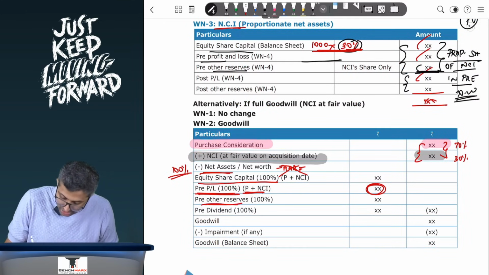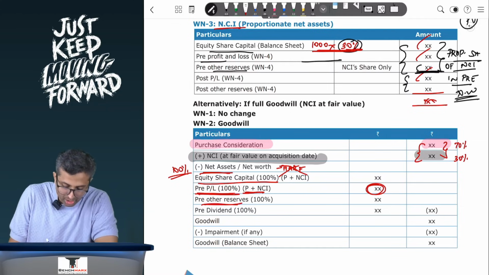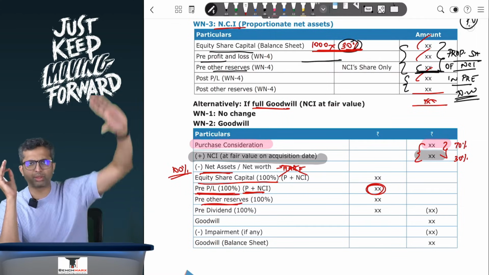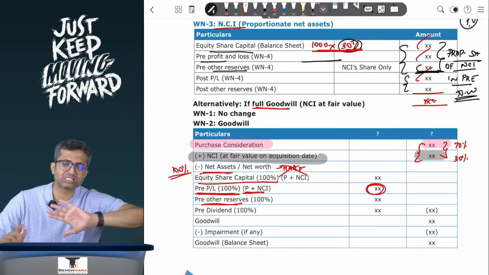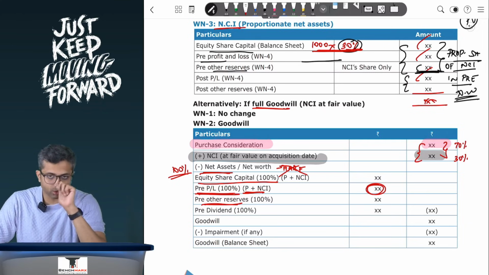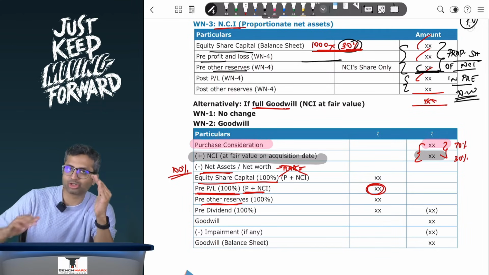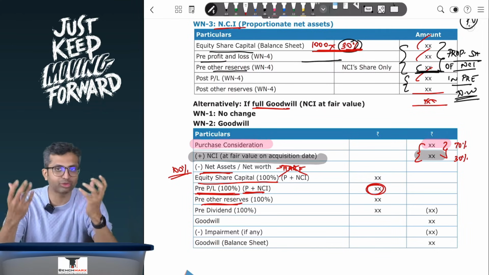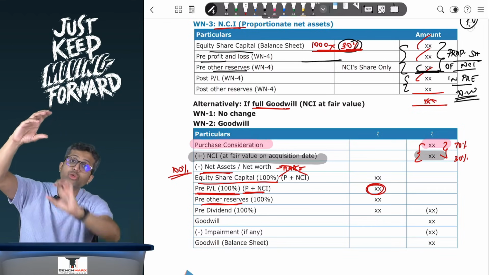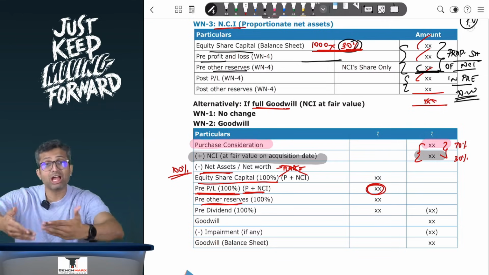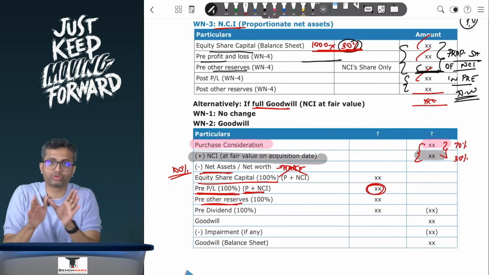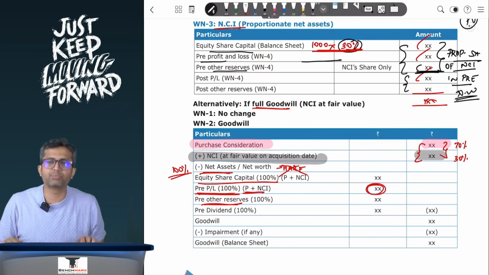So, the thing that you will change when a full goodwill question comes is your step number 1, preparing schedule 3 balance sheet, same, notes to accounts, same, working note 1, consolidated reserves, same. But when you go to working note 2, your purchase consideration cannot be compared with your share of the net assets because that will just give you a part of the goodwill. You want full goodwill, which means to the purchase consideration, you will have to add NCI's fair market value. And similarly, in the share of the net assets, you will not just take your share, you will also have to take NCI share, and hence 100% of the net assets.